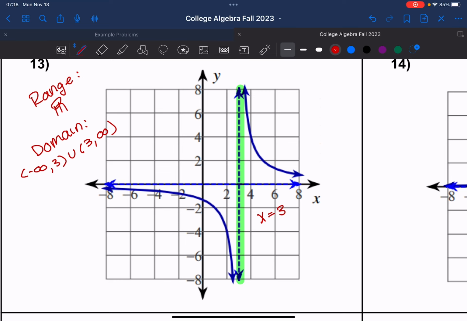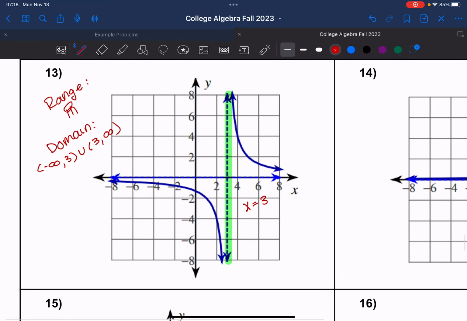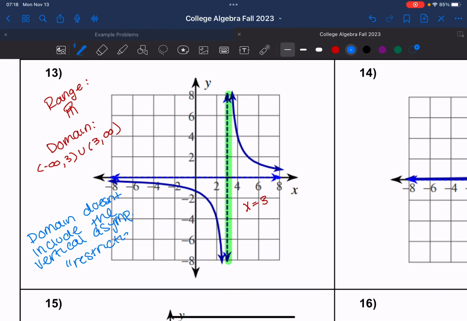Okay. So just remember that the domain doesn't include the vertical asymptotes. Okay. And when it doesn't include something, we call that a restriction. So that means our domain is all real numbers with a x equals 3 restriction. And we write that with the union.